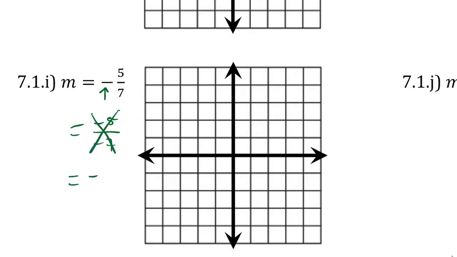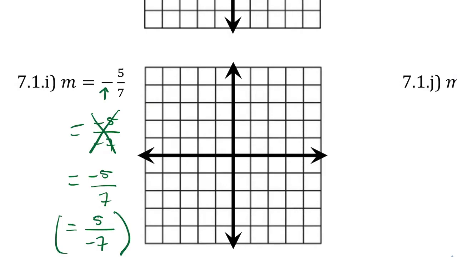Okay, so we're going to see either negative 5 over positive 7 or we're going to see 5 over negative 7. It will give you the same result. I always choose negative 5 over positive 7. That's usually considered mathematically more correct.